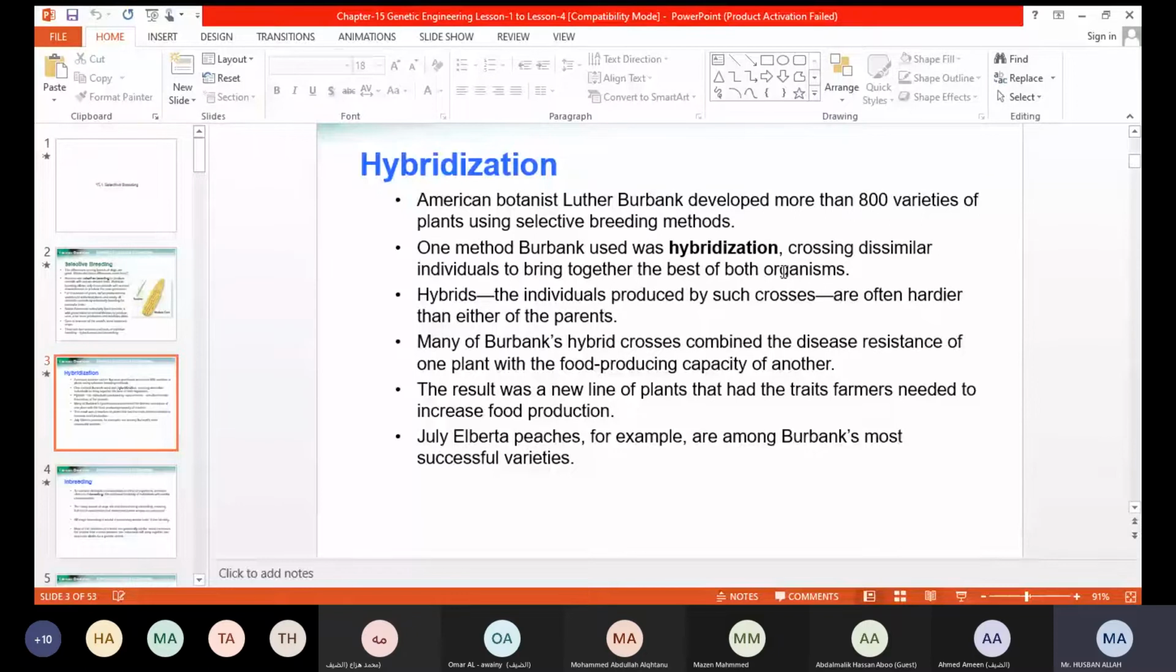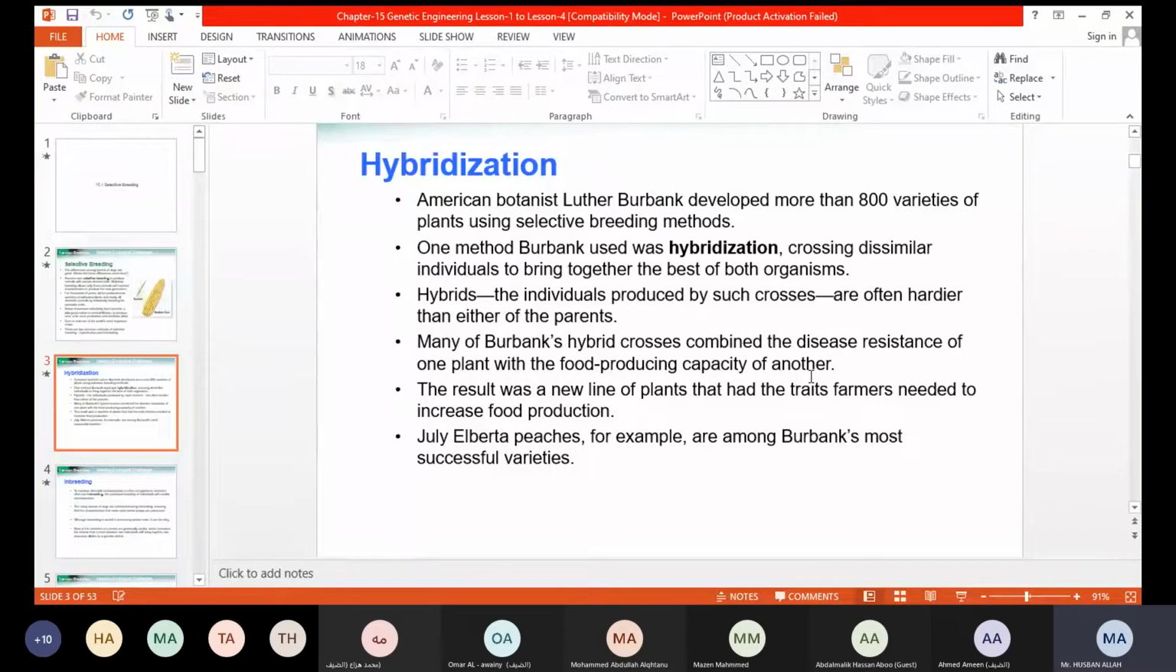If you have two dissimilar, two unlike individuals, and you cross both of them together, you get their best qualities, and the coming generation will have the best qualities. The next generation will be hybrid. We call it hybrid. Hybrid is the individual produced by such a process, often hardier than either of the parents. So the hybrid we get will be hardier than the parents, and will have the best qualities of the parents.